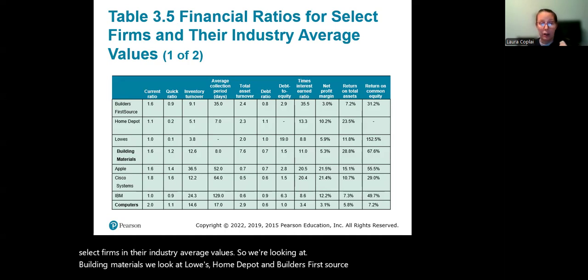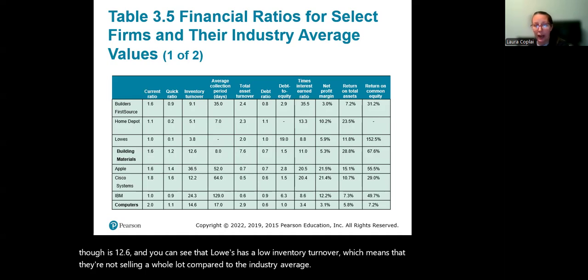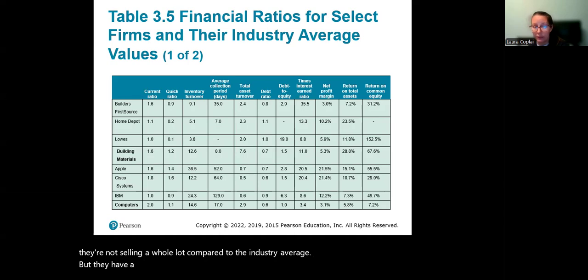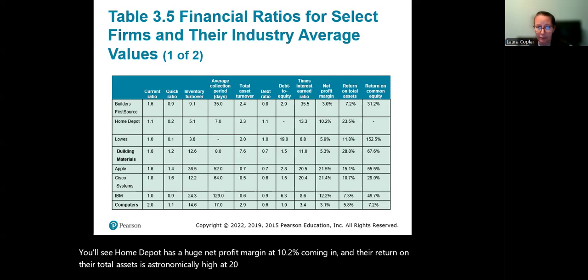So, for example, inventory turnover is quite high at Builders First Source, which is great. The industry average, though, is 12.6. And you can see that Lowe's has a low inventory turnover, which means that they're not selling a whole lot compared to the industry average. But they have a higher net profit margin than the industry does. They're at 5.9% rather than 5.3%. You'll see Home Depot has a huge net profit margin at 10.2%, and the return on their total assets is astronomically high at 23.5%.